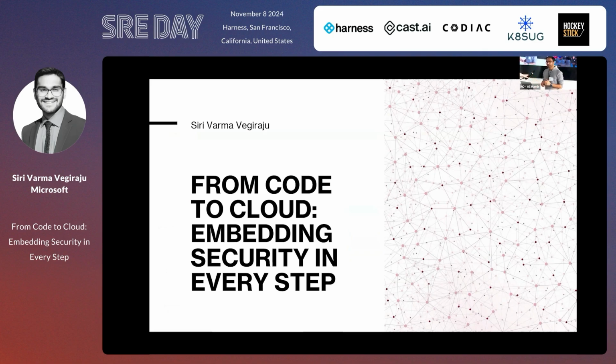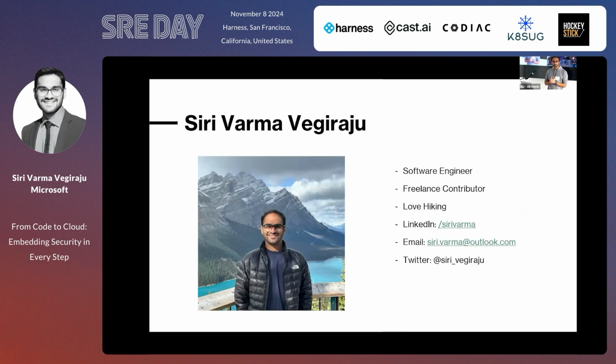The main idea behind this talk is to understand what are the different security checkpoints we can add as part of a software development lifecycle so that we can ship secure infrastructure and code iteratively. We will look at some of the processes and some of the tools that are available that can help us ship this secure code.